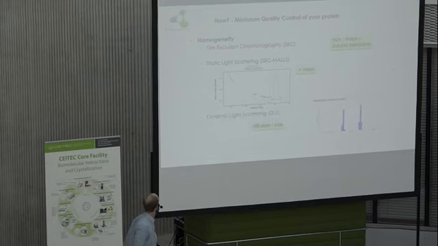The second technique, which is very easy to do and well recommended, is dynamic light scattering. Alex Fish is also talking about that later on. This tells you something about the size, and dynamic light scattering is also very, very sensitive to aggregation. So we also use it to screen for aggregation.